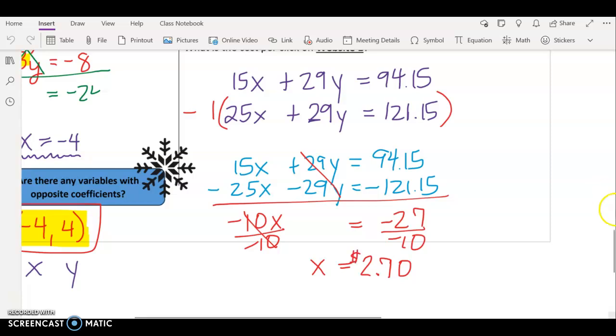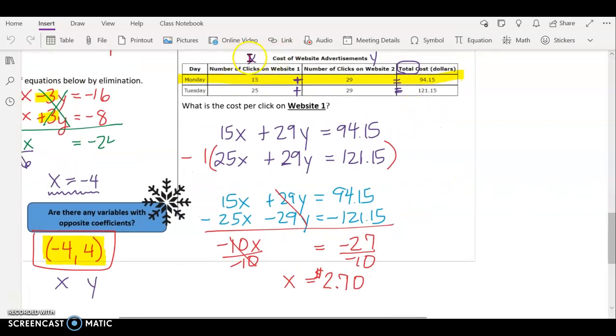And remember, if we go back to the top, we can see that X is website 1. So I'm going to write that below, website 1. And what did the question ask for? What is the cost per click of website 1? Well, guess what? We just found the answer. We did not need to find Y, we only needed to find X. But remember, we could find Y if we wanted to, okay?